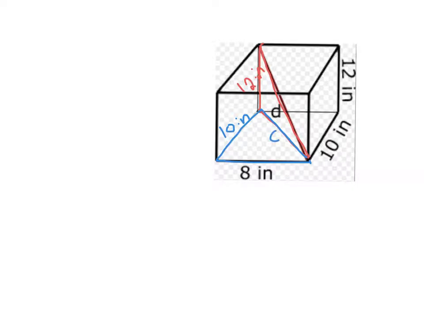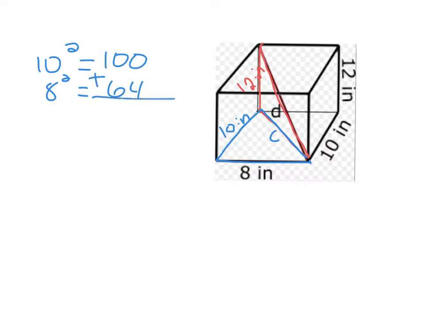I'd have to take the values I know, which are 10 and 8, and square them. 10 squared gives me 100, 8 squared gives me 64. Because we're missing side C, I have to add them together. So 100 plus 64 gives me 164. My last step in that section is to take the square root. Now, the square root of 164 is not a perfect square. So I'm just going to leave it.